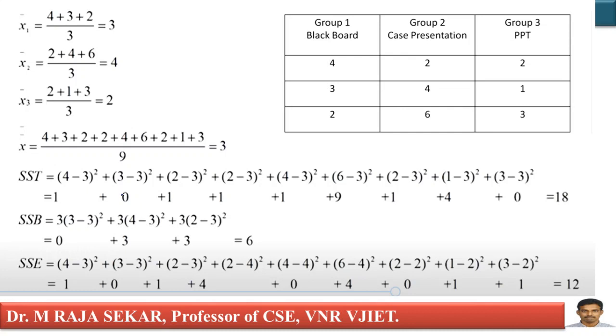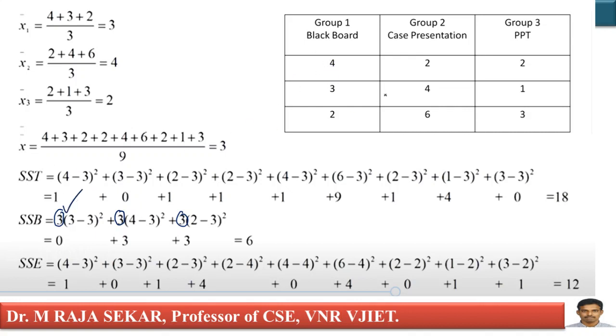Now we will try to understand how one can calculate SSB. Just see, first one, this 3, this 3, this 3. What is the number of elements in each group? In the first group, how many elements are there? There are 3 elements.